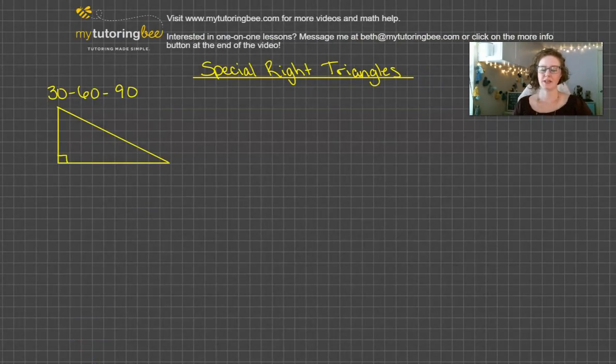So here I have a 30, 60, 90 triangle drawn out, and what I mean by 30, 60, 90 is that is the measure of each of the interior angles. So we can see here that this is our 90-degree angle in this corner. Our smaller angle is going to be the 30-degree angle, and our larger angle is going to be the 60-degree angle. So that's what I mean by 30, 60, 90.